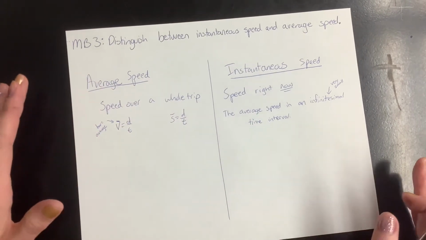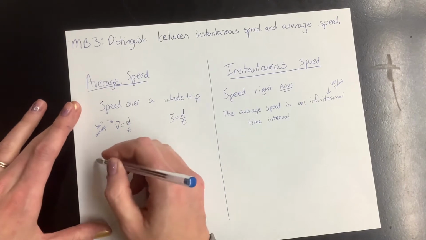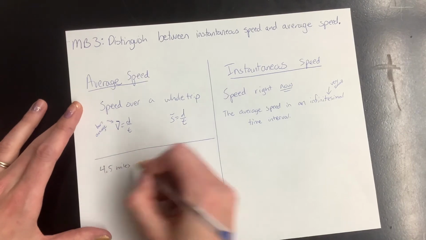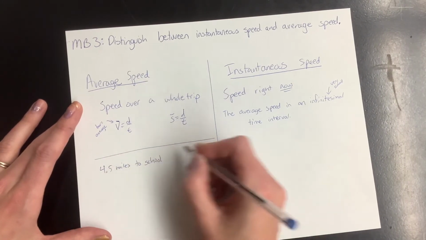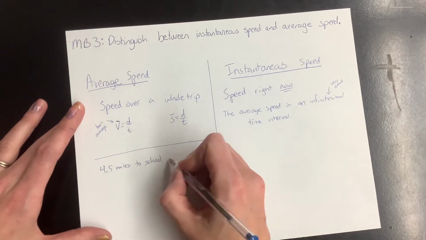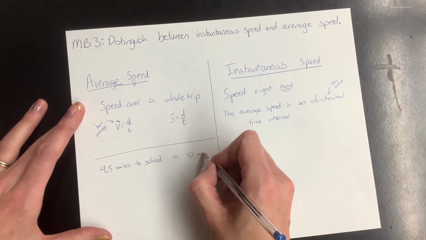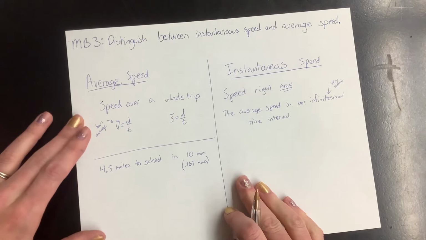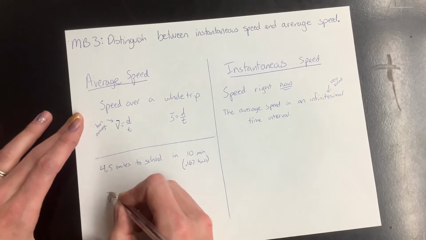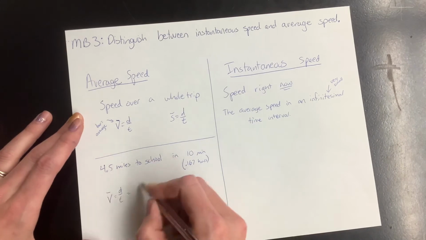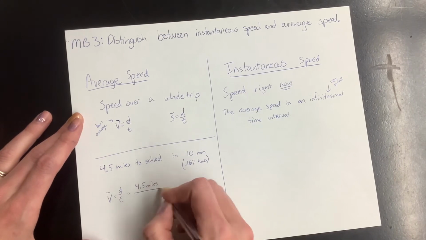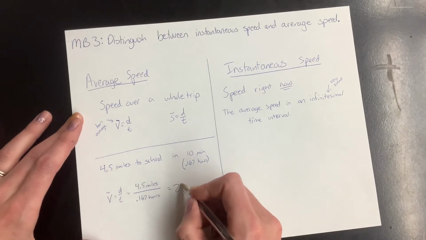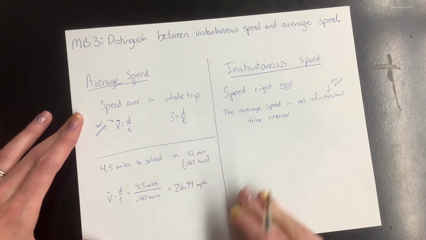Let's think about an example here, over with the average speed. I live about 4.5 miles away. I drive 4.5 miles to get to school every morning. It takes me about 10 minutes. Now in hours, that's 0.167 hours if I'm rounding. So if I wanted to find my average speed, distance divided by time, I'm going 4.5 miles in 0.167 hours, which would give me a speed of 26.94 miles per hour.